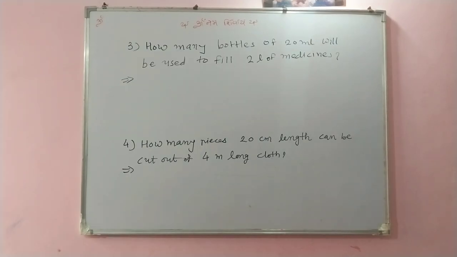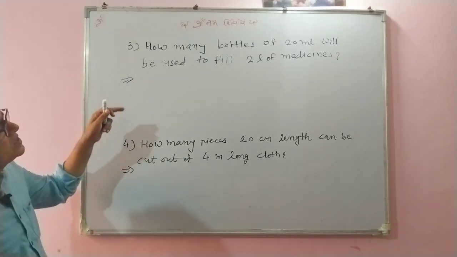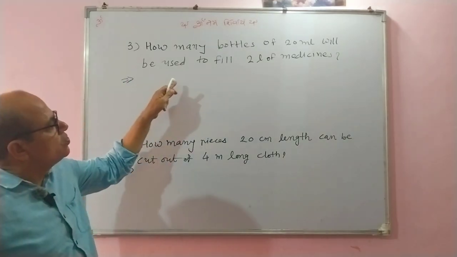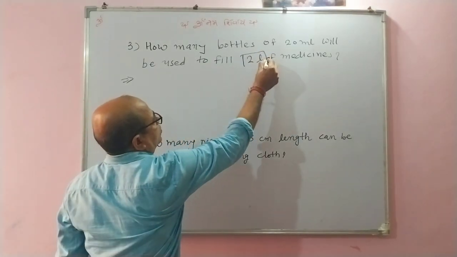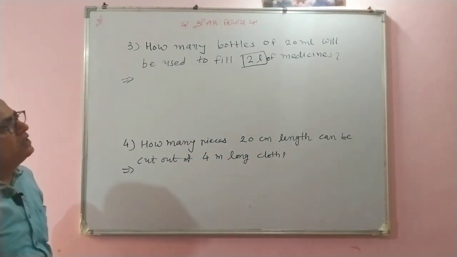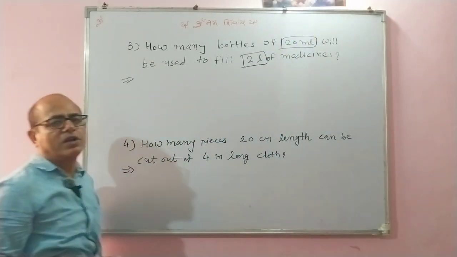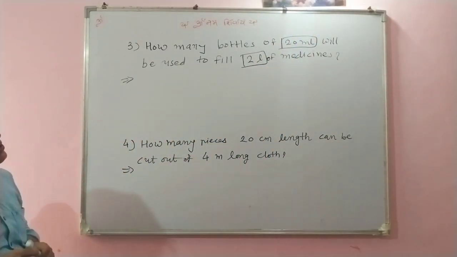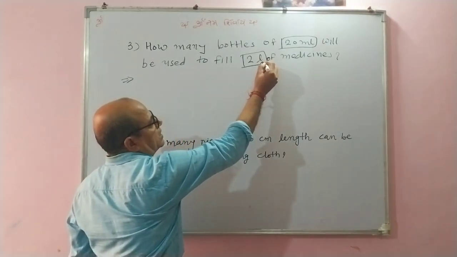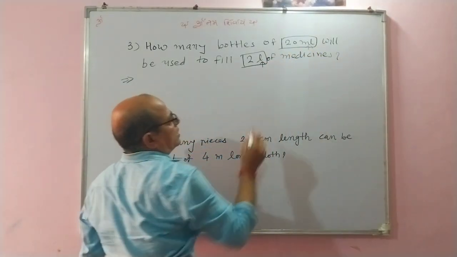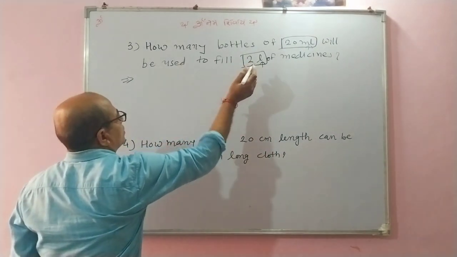Now see here, two examples I have written. The first question is, how many bottles of 20 ml will be used to fill 2 liters of medicine? How much total medicine is there? 2 liters. And we need to fill 20 ml in one bottle. So the number of bottles we have to find out. As I said earlier, both the units should be the same. Here liter and here milliliter, right? So first of all you have to convert this liter into ml.